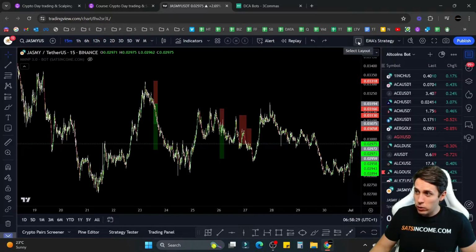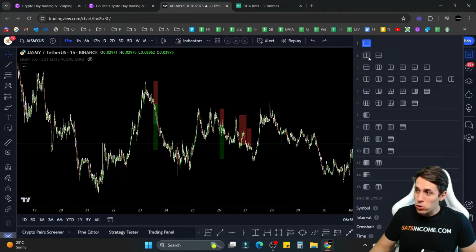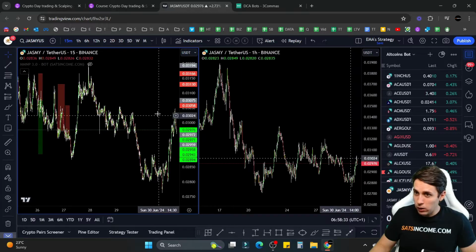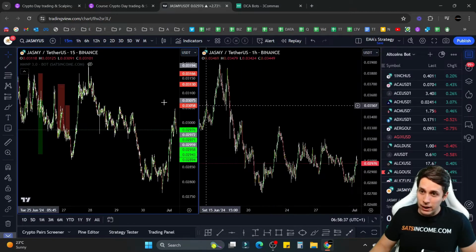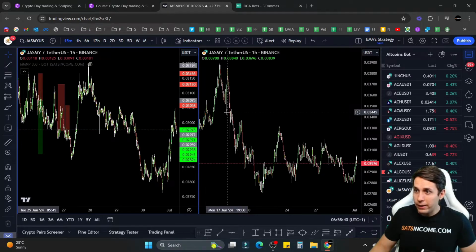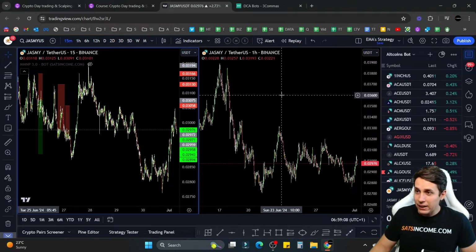The first thing that you guys need to do is to choose this layout right here with two separate windows. We are doing the same thing like with the previous strategy. We are trading on two different time frames. Now let's start adding the indicators.